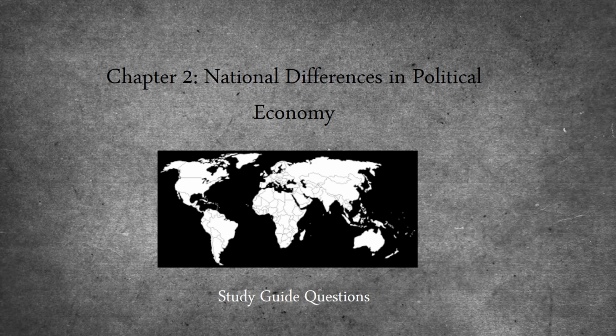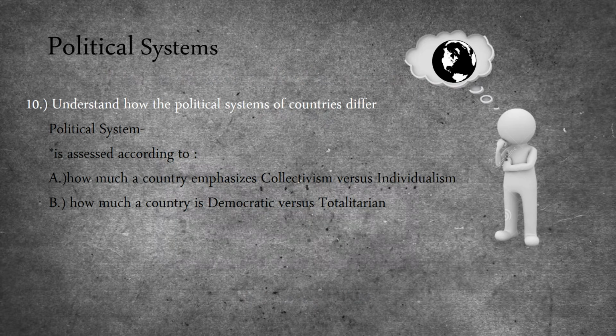Chapter 2: National Differences in Political Economy. Study Guide Questions. Political systems. Understand how the political systems of countries differ. Political system is assessed according to how much a country emphasizes collectivism versus individualism, how much a country is democratic versus totalitarian.